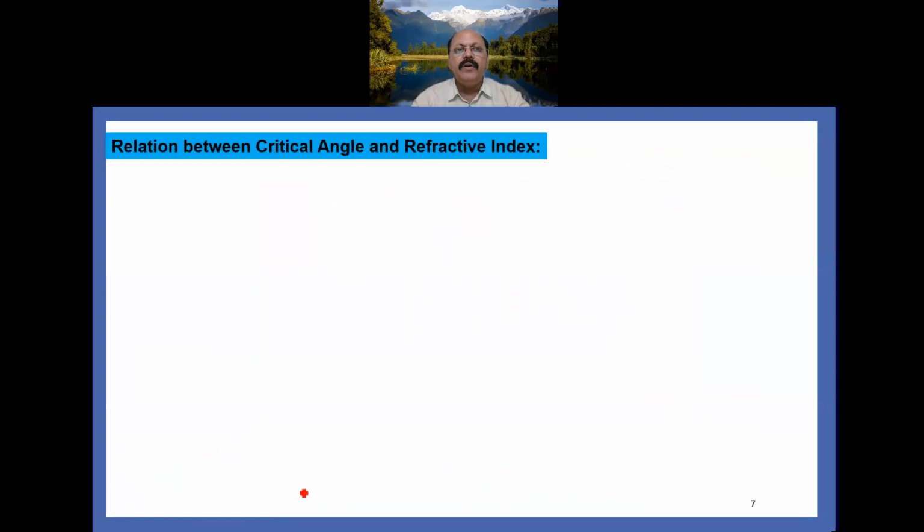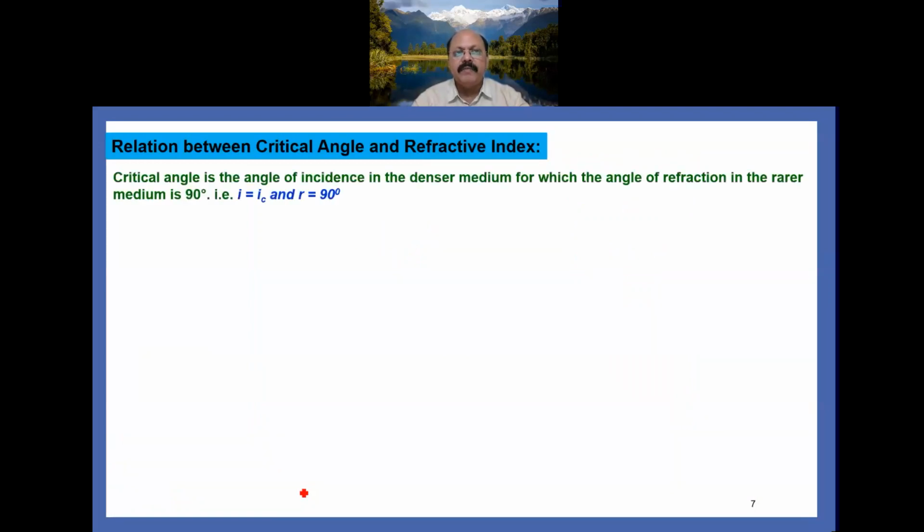Now we have to find out the relation between the critical angle and refractive index. As I already told you, the critical angle is the angle of incidence in the denser medium corresponding to which the angle of refraction in the rarer medium is 90 degrees. That is, when i equals ic, then r equals 90 degrees.